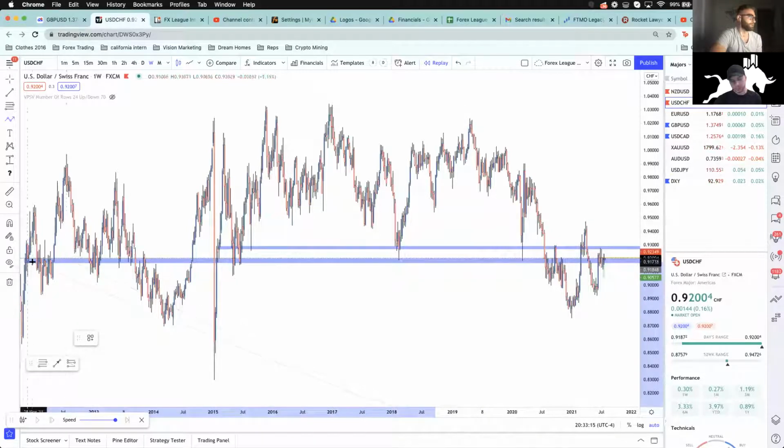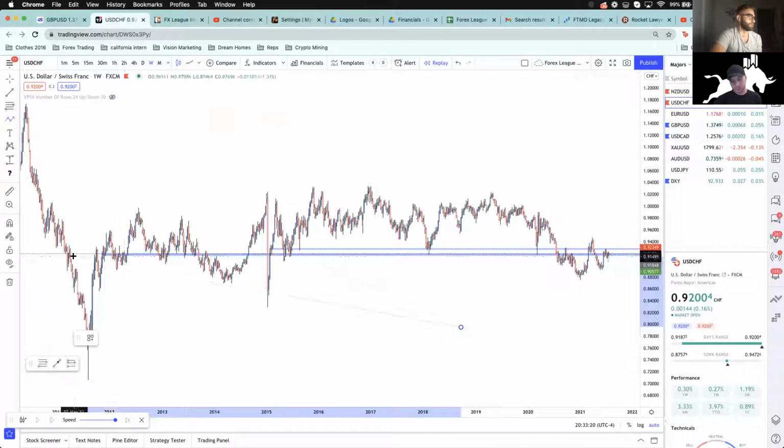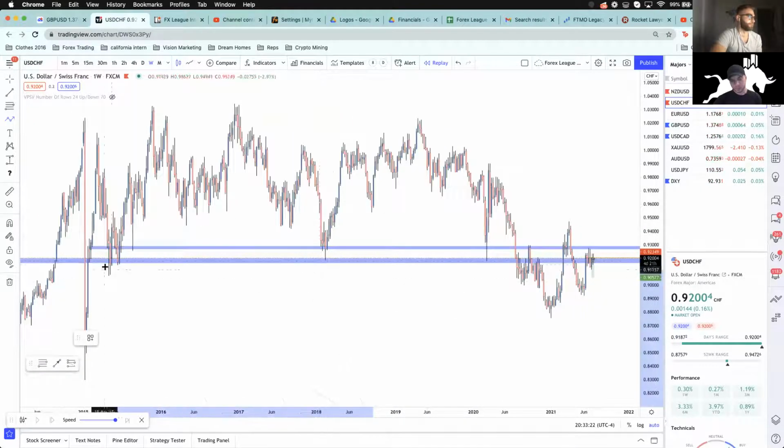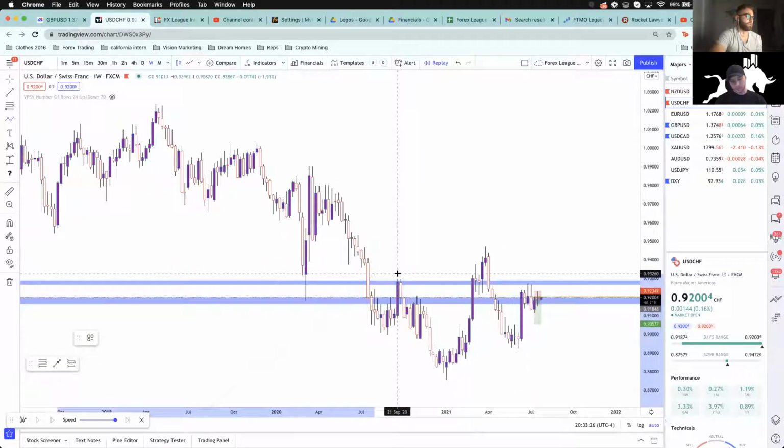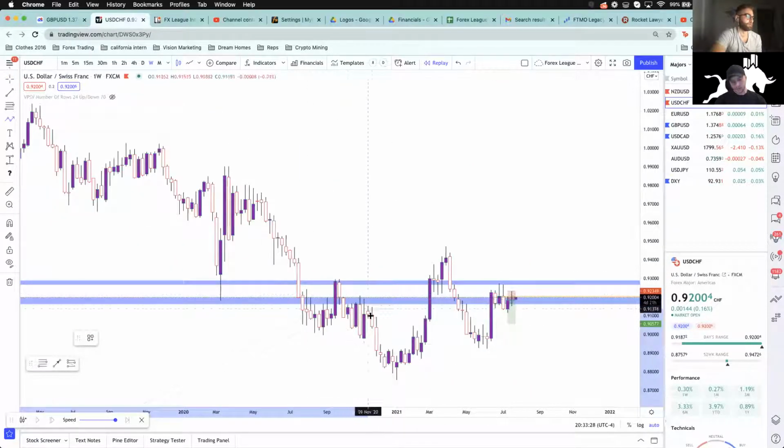So obviously we don't necessarily need to go this far back, but it just shows how relevant this kind of area has been for a long time. We've got the support here, support here, support here. And then more recently, we had a little bit of a fall off from this level acting as resistance. And now we're back in that zone.